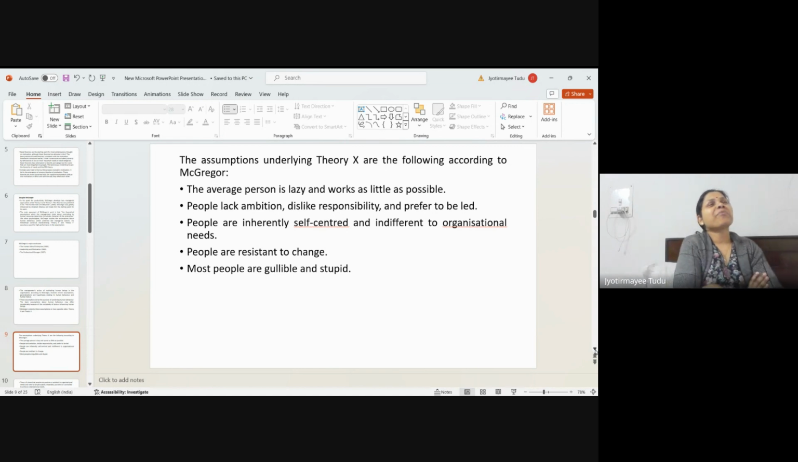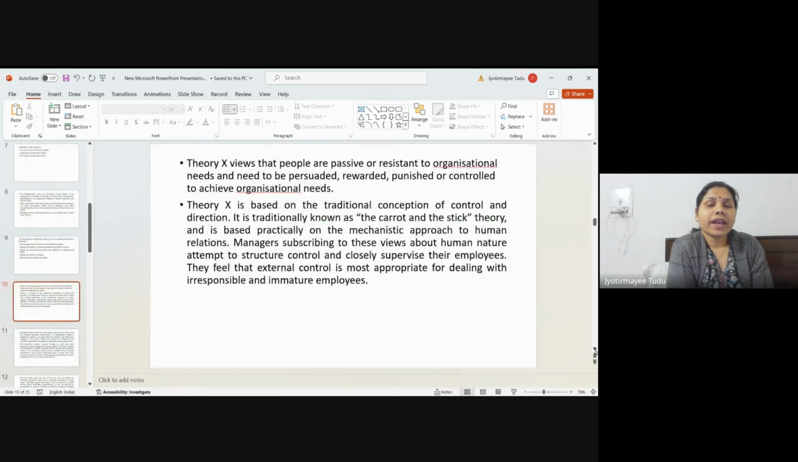Here also the concern prevails that many times people who are in desk jobs don't think about the work in a very serious manner, and sometimes they think it will not actually be done. So such an observation or assumption has been made. Theory X views that people are passive or resistant to organizational needs and need to be persuaded, rewarded, punished, or controlled to achieve organizational needs.